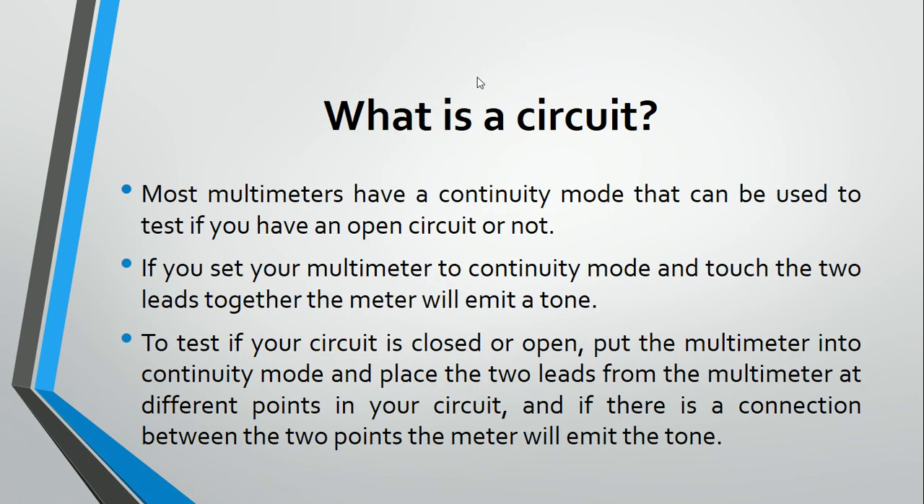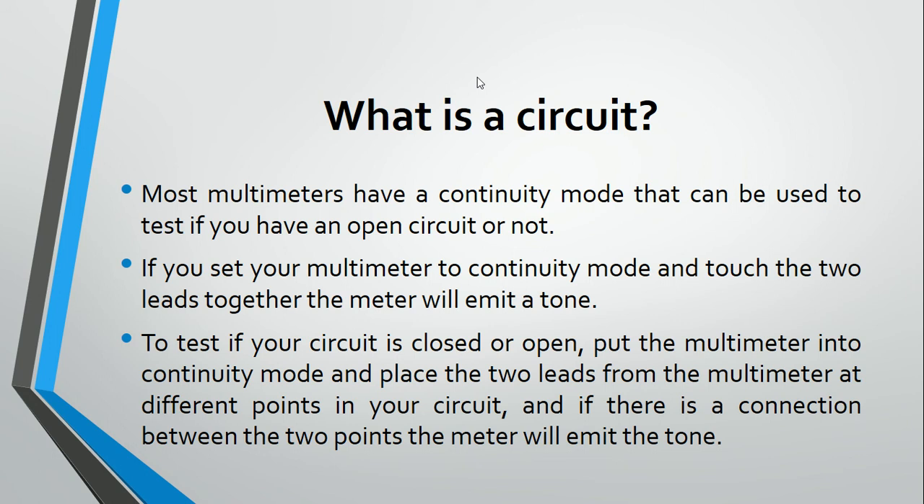Most multimeters have a continuity mode that can be used to test if you have an open circuit or not. If you set your multimeter to continuity mode and touch the two leads together, the meter will emit a tone. If you switch it to continuity mode, you will hear a sound if your circuit is closed. If there's no sound, it means that your circuit is open.